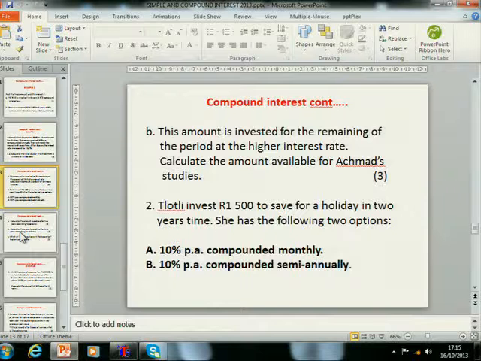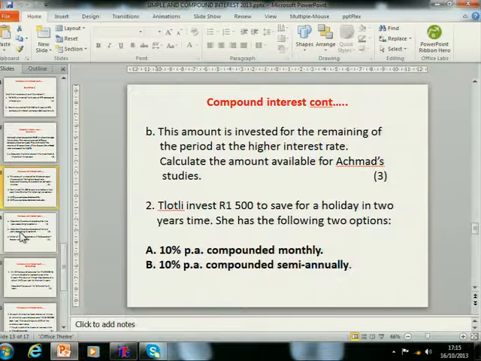Option A, the principal amount there, it's 1,500. The interest there, it's how much? It's 10%. And then the n, number of years to save for the holiday in 2 years, so our n is going to be 2. The first option, which is A, principal amount will be 1,500. The interest will be 10%. And for option A, it's compounded monthly. So when it's compounded monthly, that means something must be divided by 12 and something must be multiplied by 12.